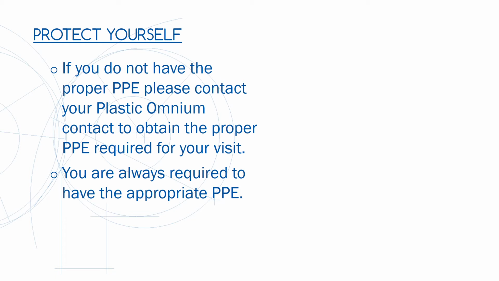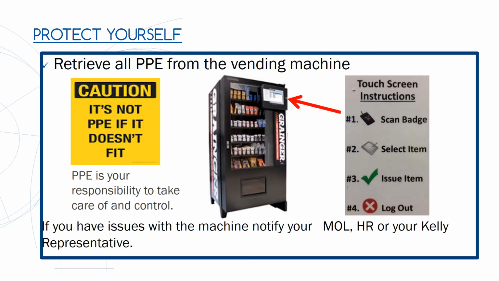If you do not have the proper PPE, please contact your Plastic Omnium contact to obtain the proper PPE required for your visit. You are always required to have the appropriate PPE. How do you get the PPE? You retrieve all PPE from the vending machine. We have 2 vending machines, one by each cafe.